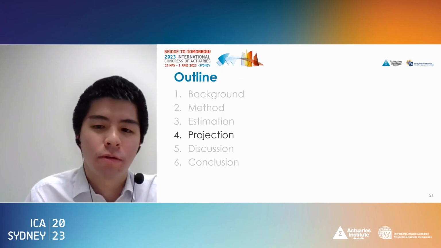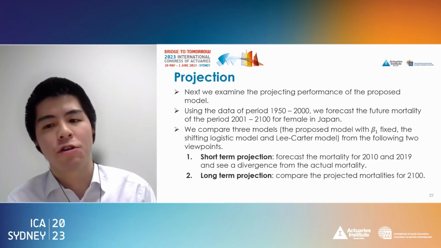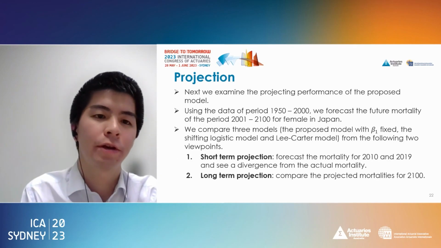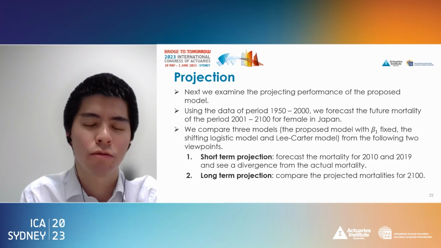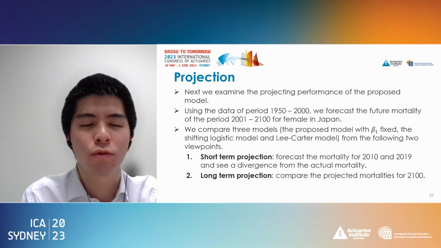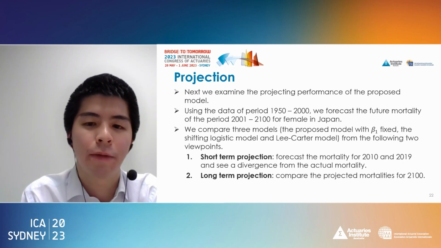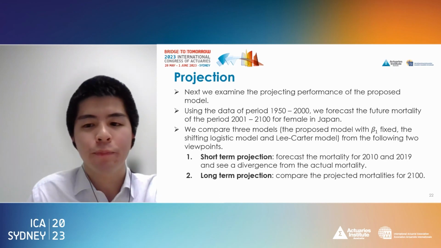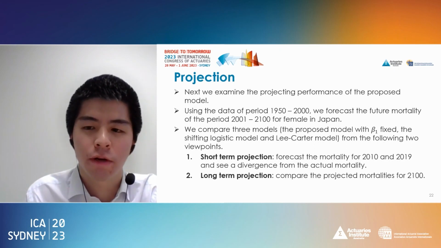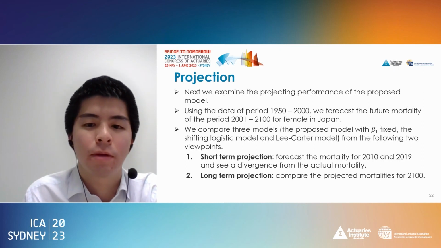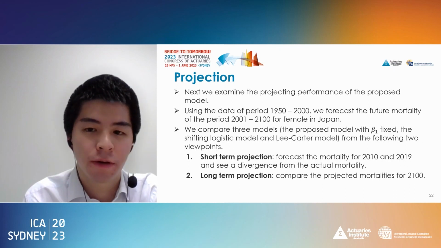Okay, let's move on to projection of future mortality. In this study, using the data of the period from 1950 to 2000, I forecast future mortalities up to 2100 for females in Japan. I'll compare three models: the proposed model with beta 1 fixed, the shifting logistic, and Lee Carter.